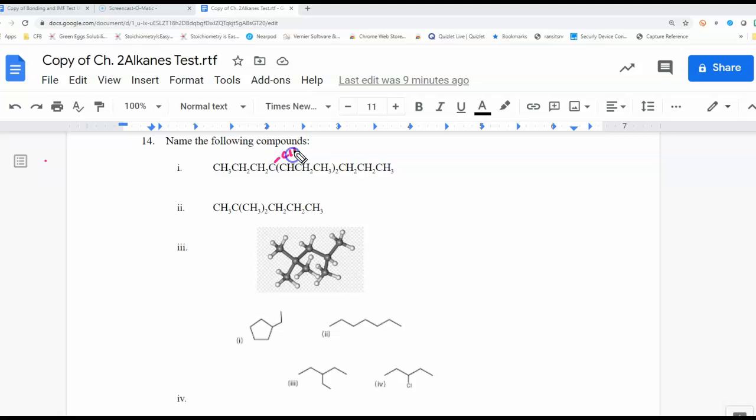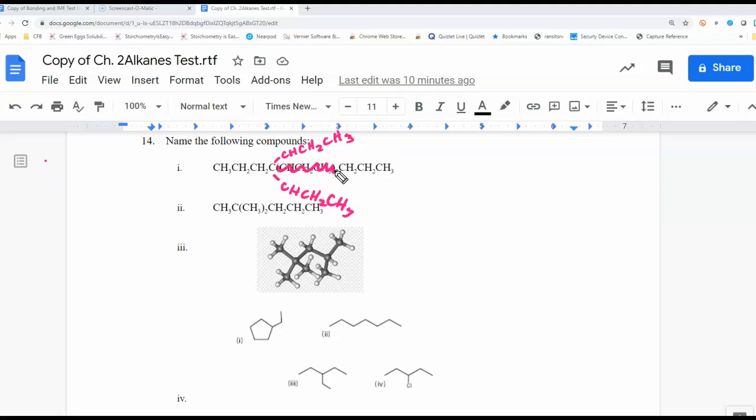What I have is the CH2, CH3 going this way, and I have this CH2, CH3 going this way. That's what these two things are. So I get to erase those because that's where they are. And so I just have to figure out how to name this.